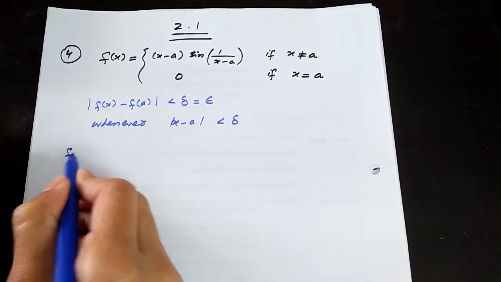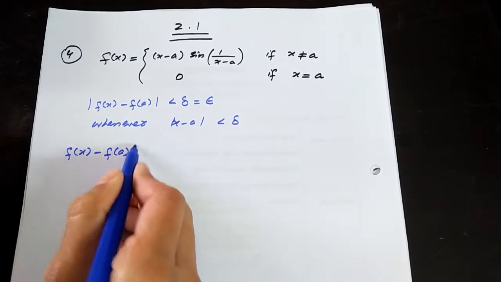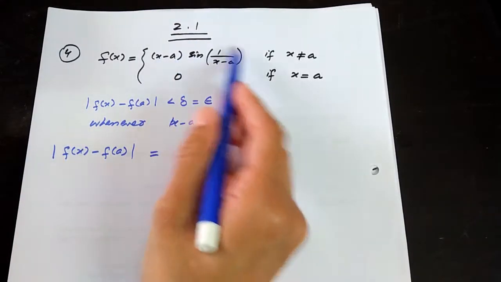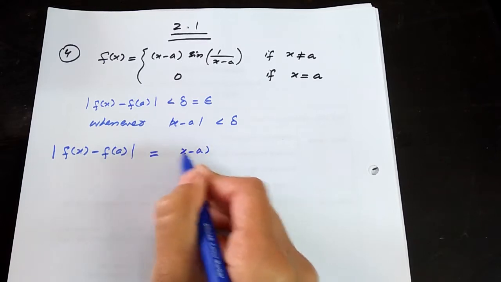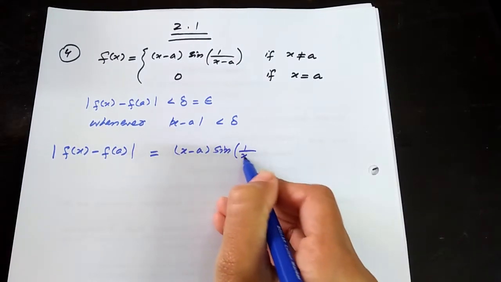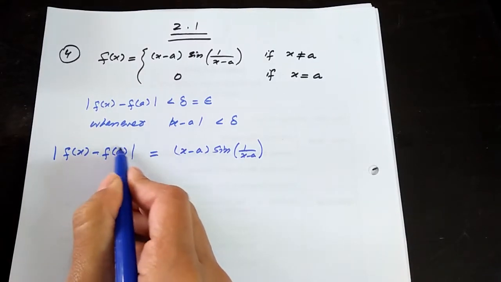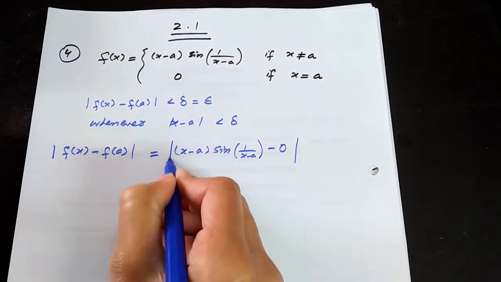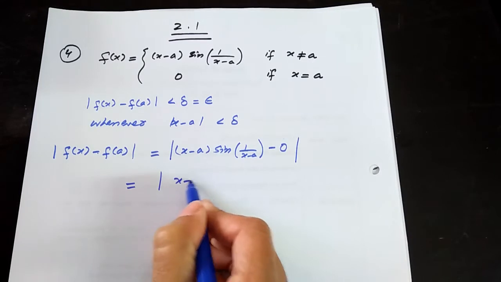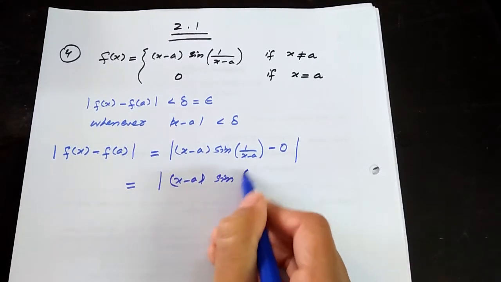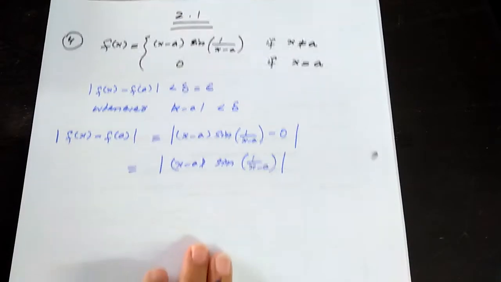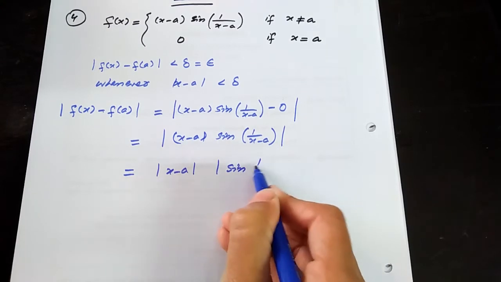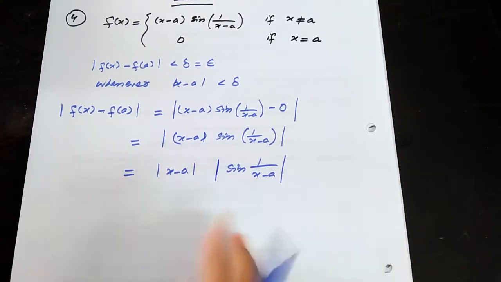So for that purpose, we have to consider the absolute value of f of x minus f of a. What is f of x? Consider this function: x minus a into sine of 1 over x minus a, minus f of a. At that particular point, the function value is 0. Now this equals the modulus of x minus a times sine of 1 over x minus a, which can be written as mod of x minus a into mod of sine of 1 over x minus a.